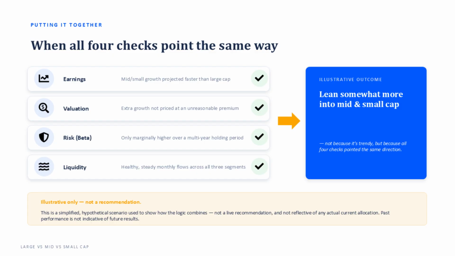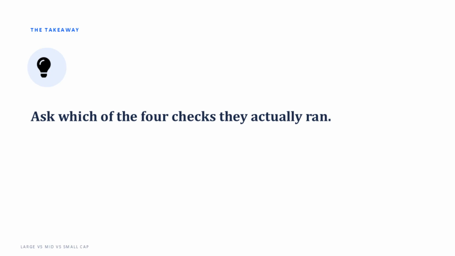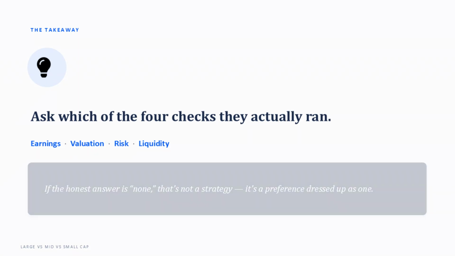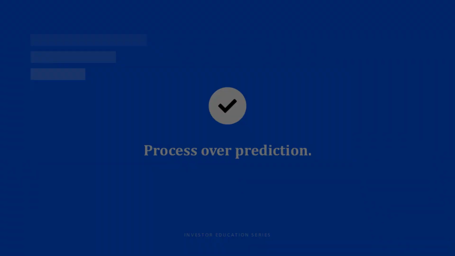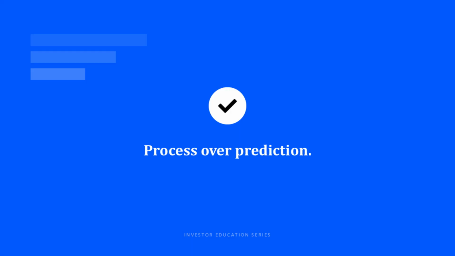The next time you hear someone confidently state, "I'm 70% large cap because it's safer," or "I'm all small cap because that's where the returns are," ask them which of the four checks they actually ran: earnings, valuation, risk, or liquidity. If the honest answer is none, that's not a strategy. It's a preference dressed up as one. That's the process behind one of the most consequential and most guessed at decisions in portfolio construction.